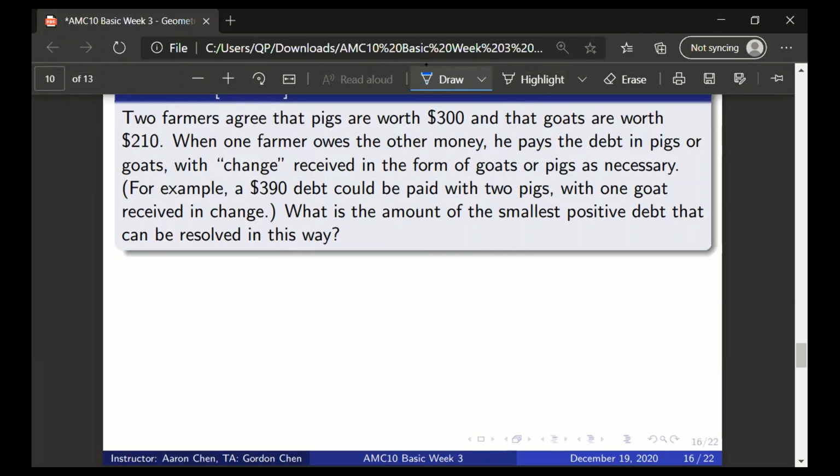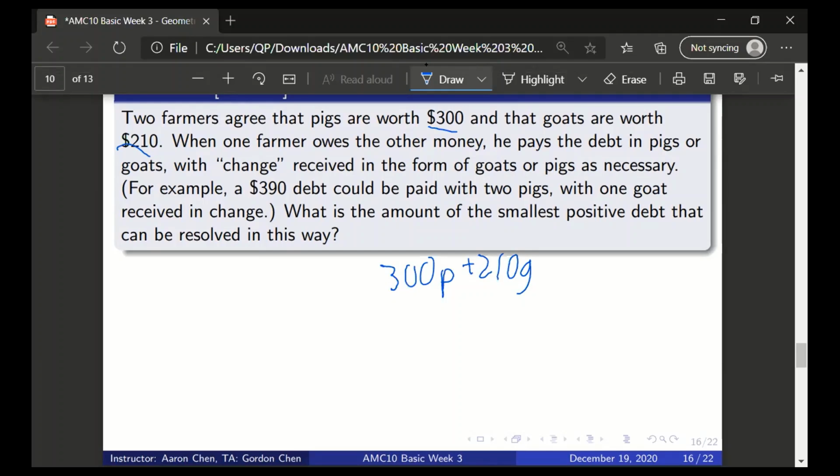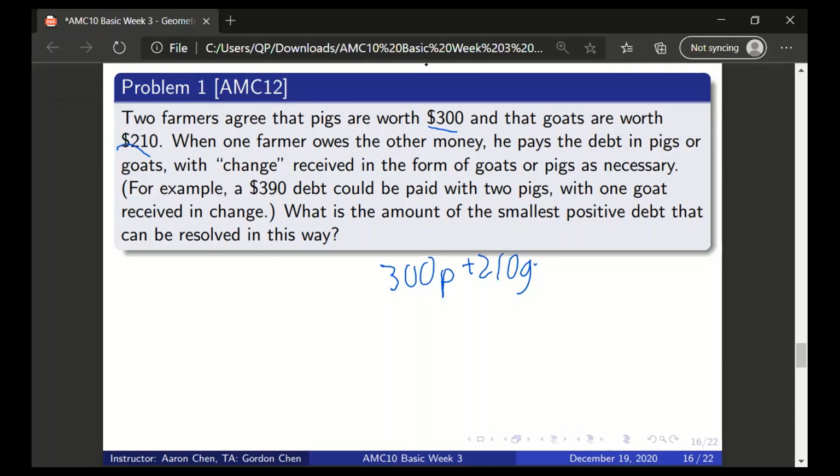So, two farmers agree that pigs are worth 300 and goats are worth 210. Let there be P pigs and G goats. When one farmer owes the other money, he pays in pigs and goats with change received. You want to find the smallest positive debt that can be resolved this way. So with P pigs and G goats, money can be expressed in the form 300p plus 210g.